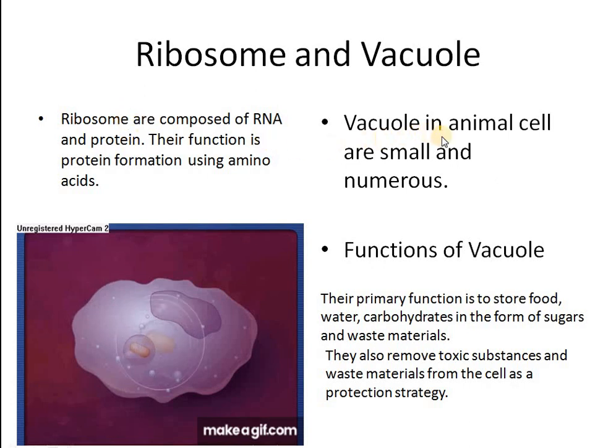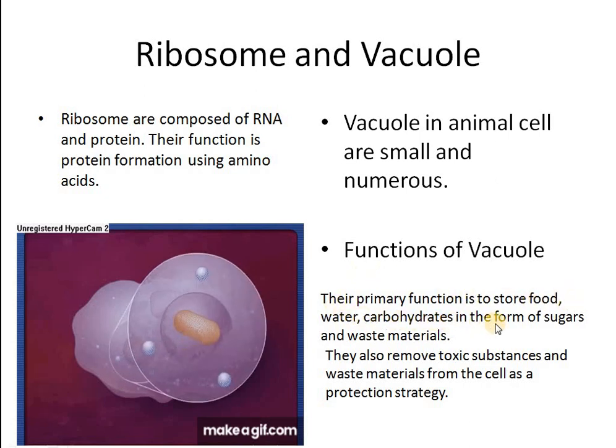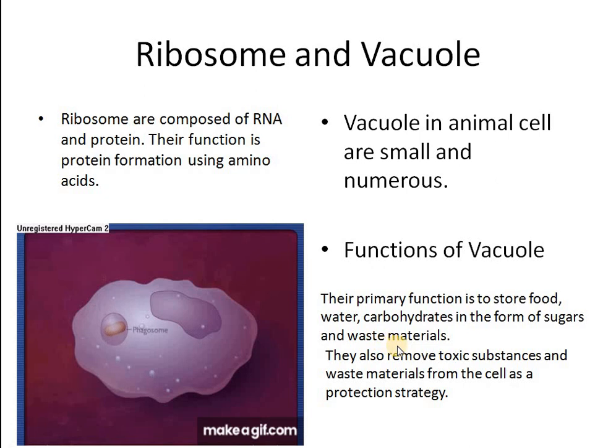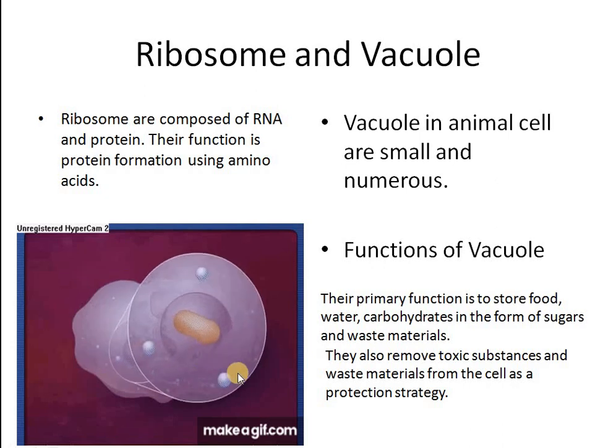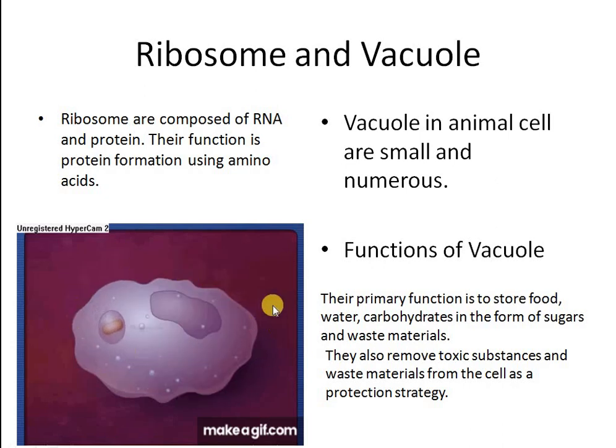Let's get on with vacuole. In animal cell they are numerous in number and are smaller in structure. Their primary function is to store food, water, carbohydrates in the form of sugars, and also some of the waste materials. They also remove toxic substances, waste materials from the cell as protection strategy. If you see the diagram here, I have shown you a cell. You will go through the detail of this phenomenon which is happening here.